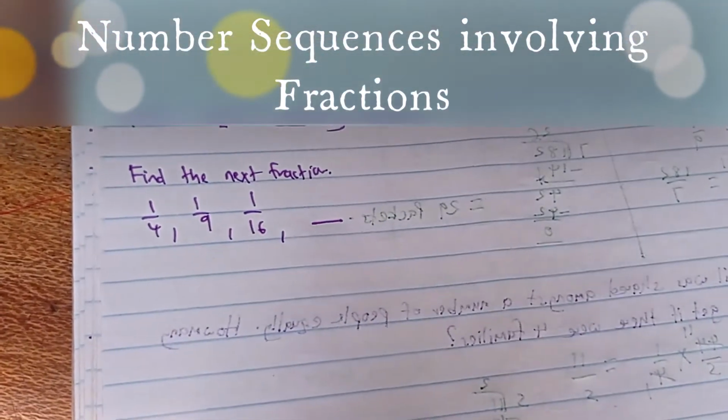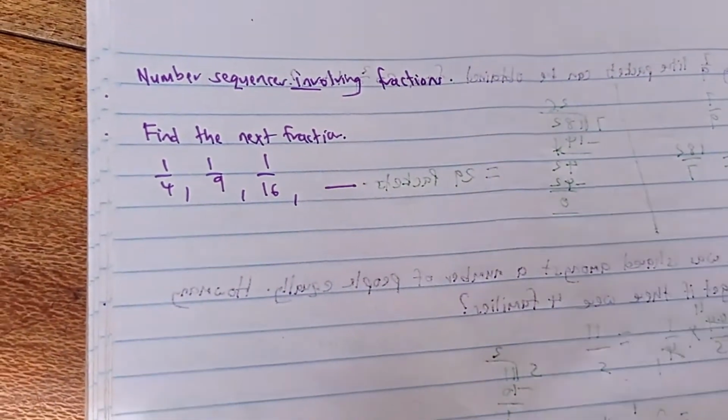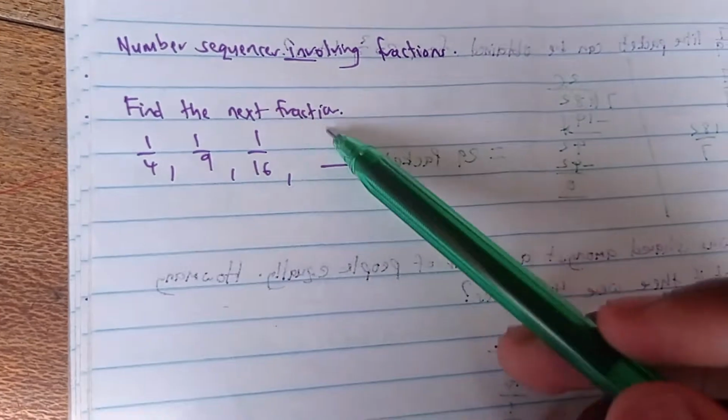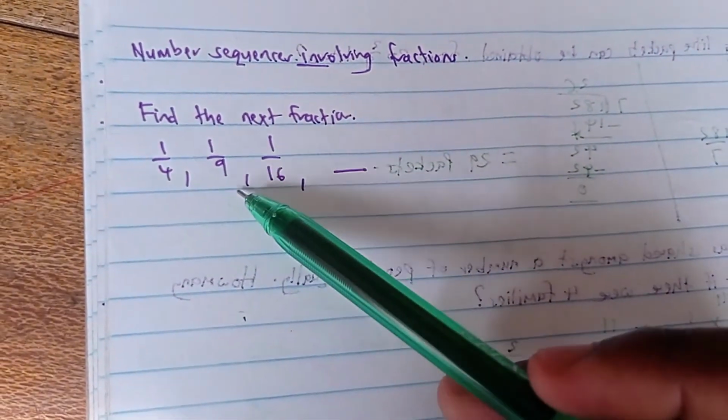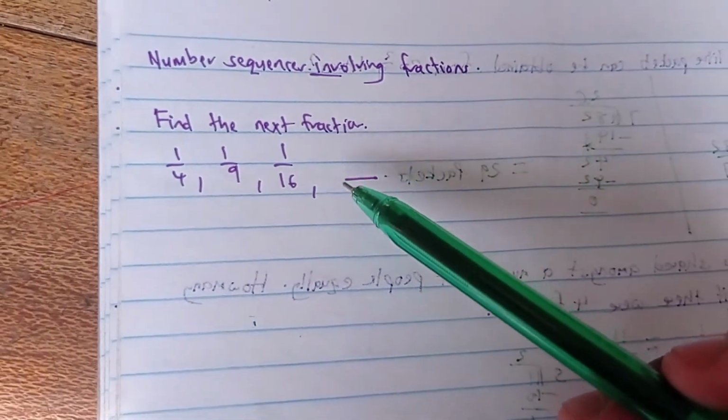So next one we have number sequences involving fractions. So this is an easy one. For example, you're in an exam, then you find this question: find the next fraction, 1 over 4, 1 over 9, 1 over 16. This is what you call a number sequence or a number series.